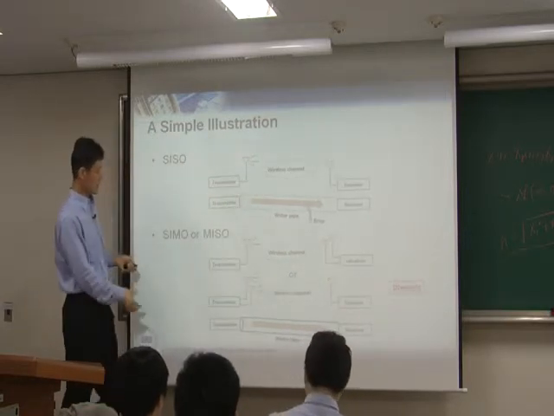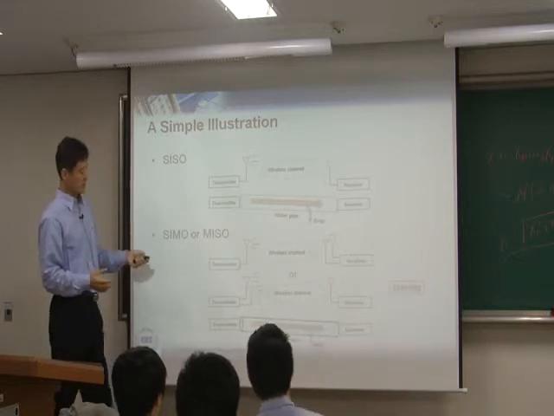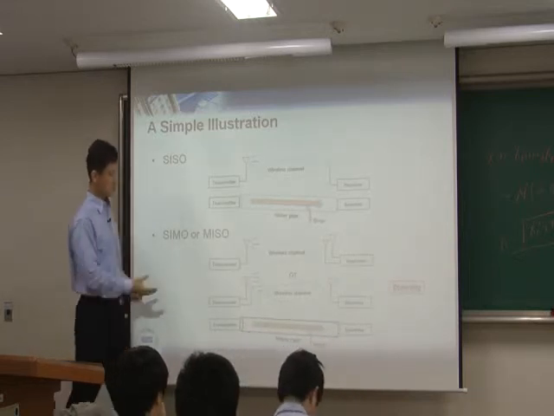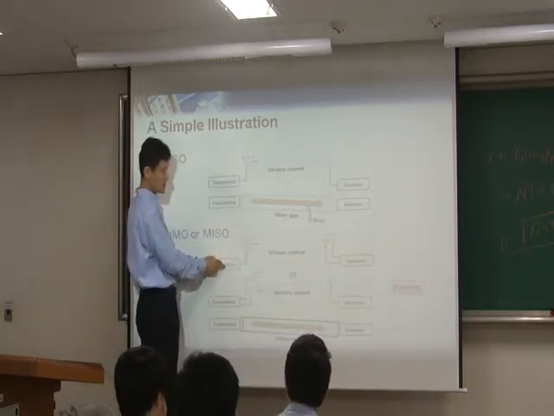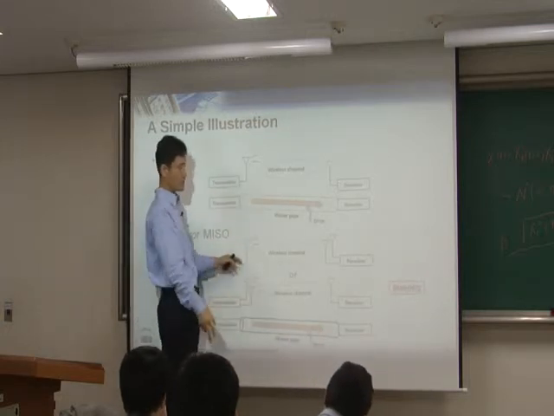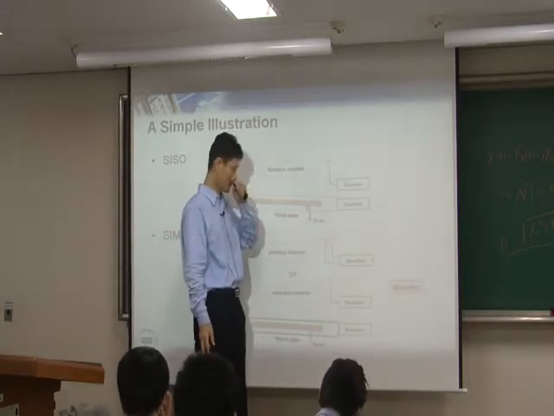Now let's consider a multiple antenna case. We have 2 different things. Let's say we have a single antenna transmitter, the same thing, and we have multiple antennas at the receiver.